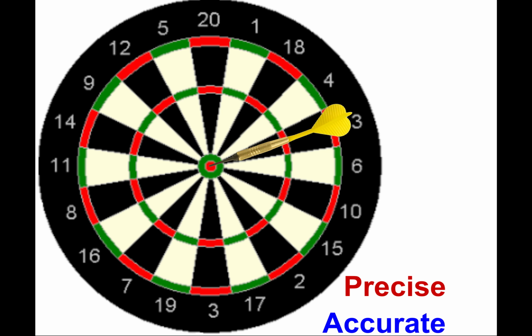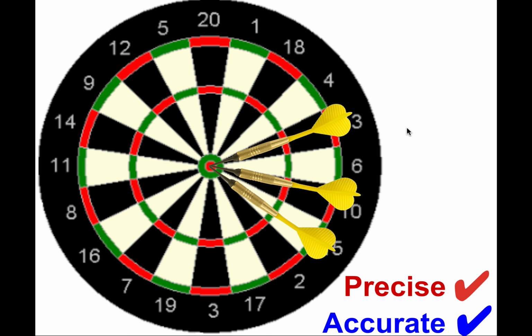So, let's say that I'm going to throw 3 darts. I get a bullseye and a bullseye and a bullseye. Yay, that's actually what I wanted to get. And notice that I hit all in the same spot. So since I hit them all in the same spot, we would say that we were precise. But I wanted to get the bullseye, and that's exactly what I got. So I was accurate.